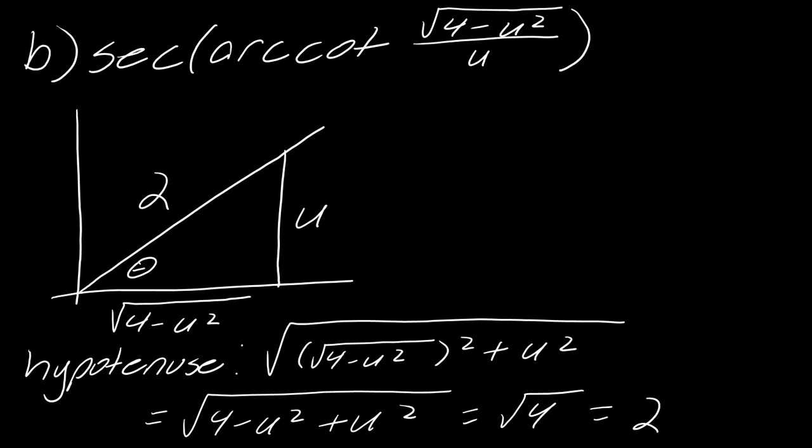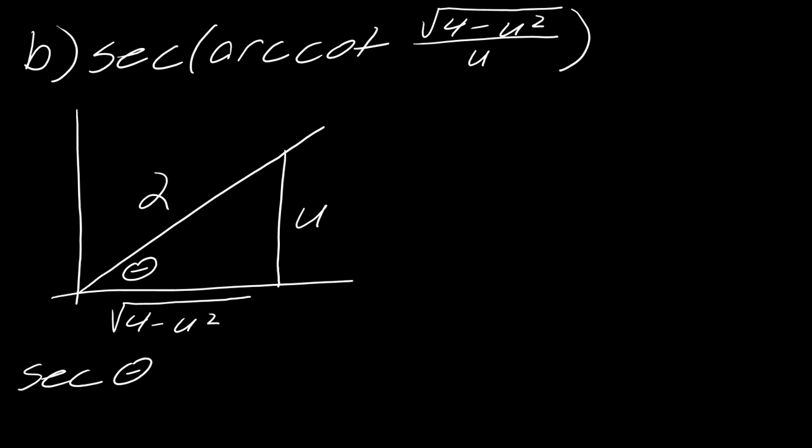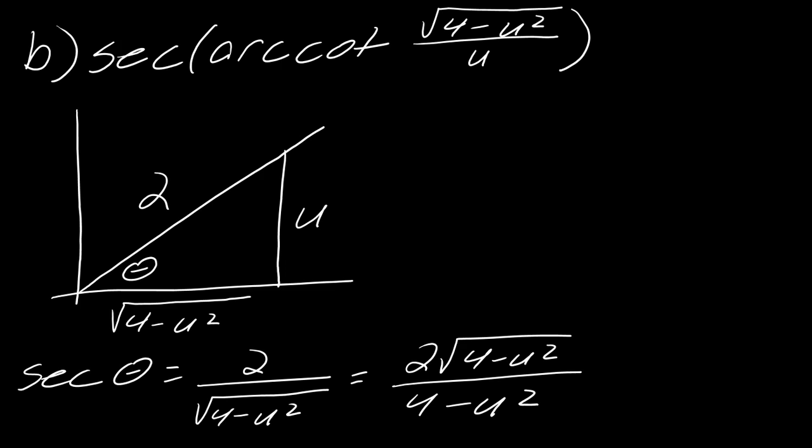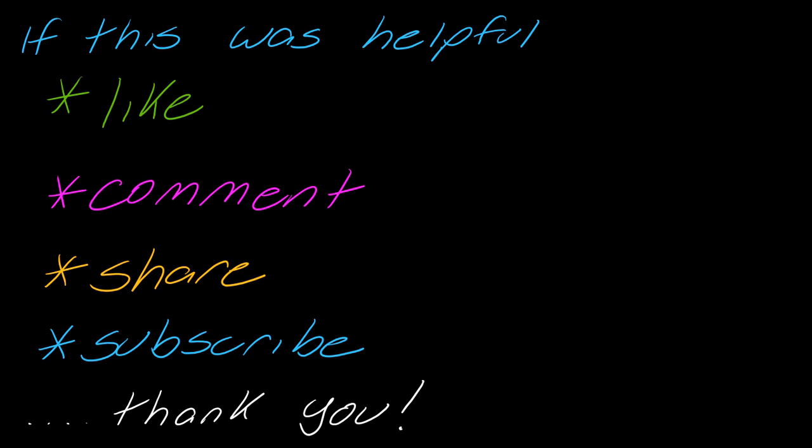Okay, so now I just need to find secant of theta. That's really it. That's the last part of this. So secant of theta, that's going to be the hypotenuse over the adjacent side, and then I just have to rationalize. So that comes out to 2 times the square root of 4 minus u squared over 4 minus u squared. Okay, and so that brings us to the end of this video. So that was just a lot of different types of calculations and evaluations we can do with inverse functions.